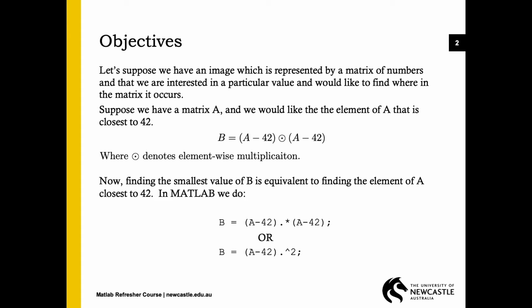So we're going to introduce squared error as a measure of similarity. That's the same as subtracting the number we're after off every element in the matrix, and then squaring every element, and then the number that's closest to 0, or the number that's lowest, is going to be the value that's closest to the number we're after. So we've turned a problem of finding a number that's close to another one into a problem of just finding the lowest value out of a set of numbers, which we already know the Matlab functions for.